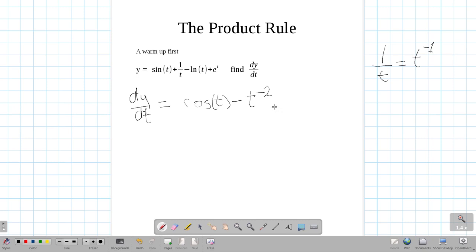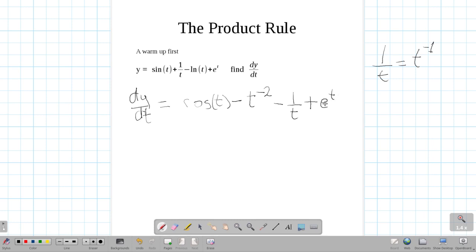Next term is a minus log of t. What's the derivative of log of t? Very simple, 1 over t. All these are standard derivatives that you can find in any table of derivatives. Okay, then we've got plus the exponential e to the power t. So that's the world's easiest derivative, especially when there's no constant in front of the t, and it's simply e to the t, stays the same, no change.